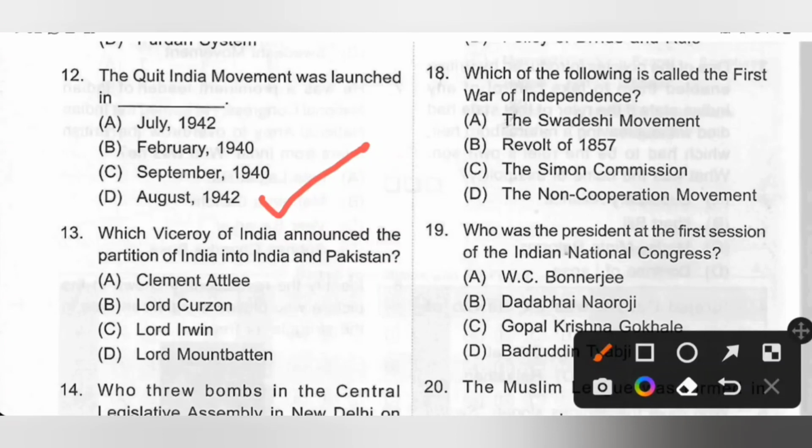13th, which Viceroy of India announced the partition of India into India and Pakistan? A. Clement Attlee, B. Lord Curzon, C. Lord Irwin, D. Lord Mountbatten. So, Lord Mountbatten announced the partition of India into India and Pakistan. Option D is the correct answer. Option D.